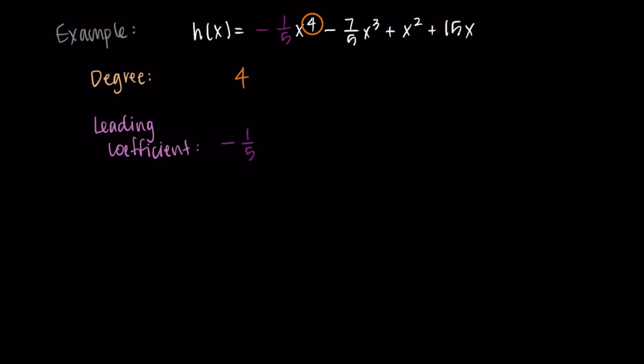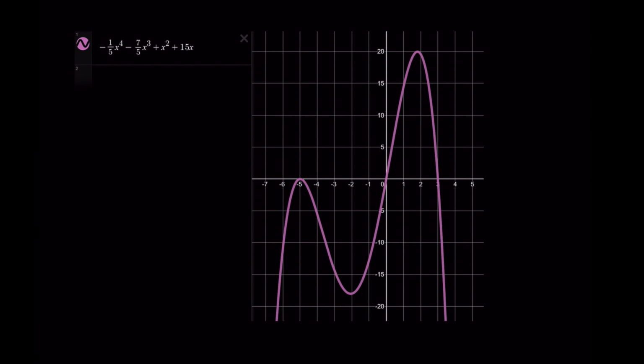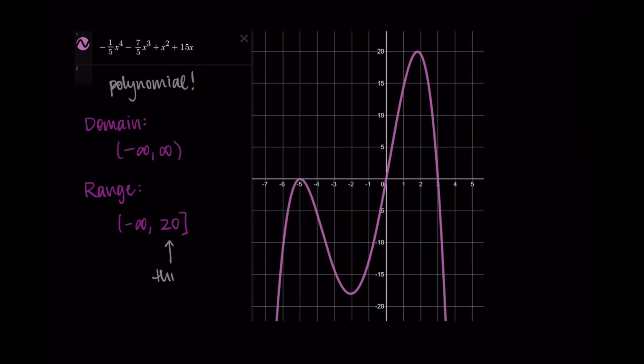Now this graph is going to look very different from what we've seen so far. So let me put it here. This is a polynomial. It has lots of twists and turns. The domain is still all real numbers, but you can see the range basically is everything from -infinity up to 20. It's not really 20, it just looks like it on this graph. It's actually something like 19.978.